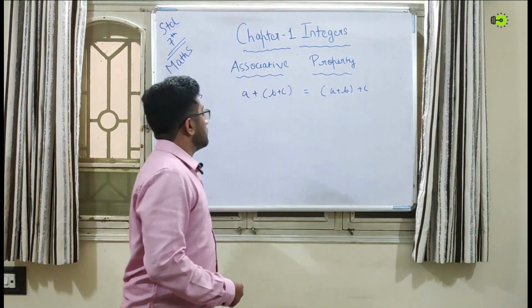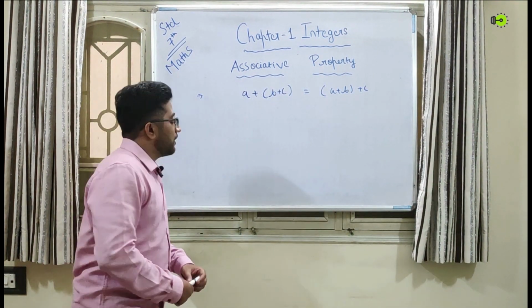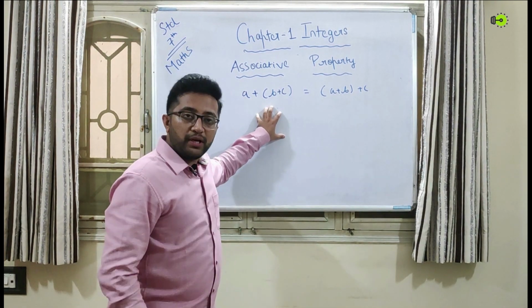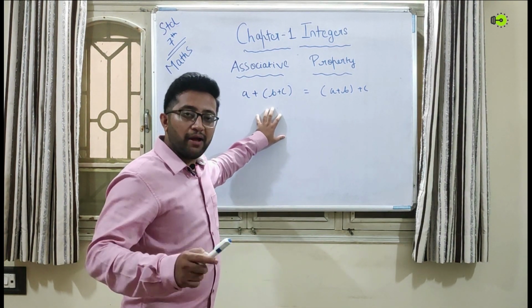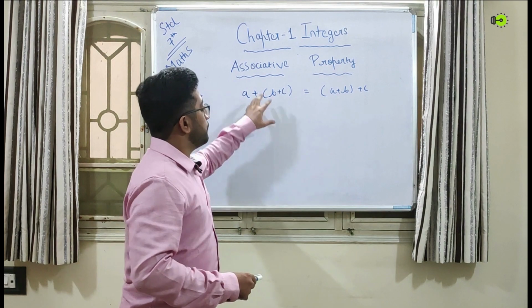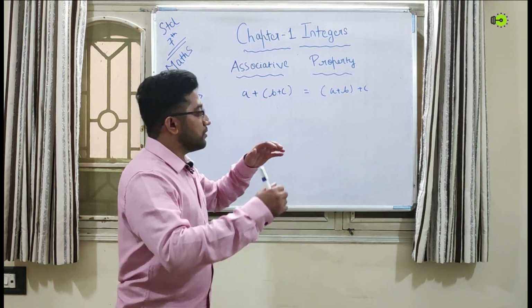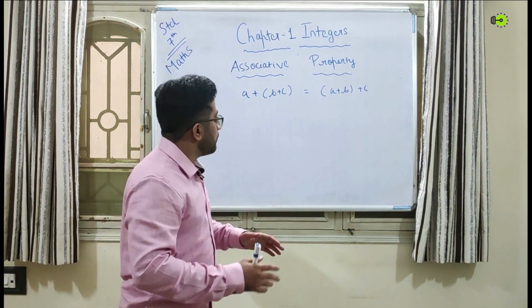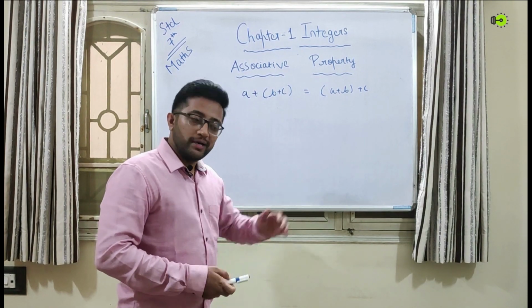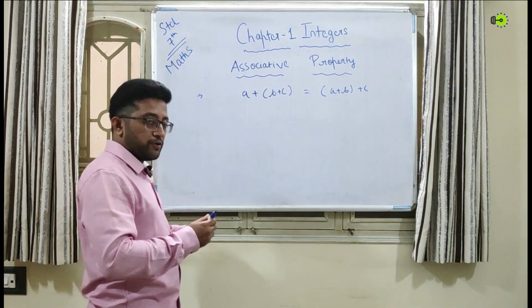Okay, so as per the associative property, the grouping of the numbers doesn't affect the result. So if you group numbers in different ways, it will not affect the answer. Let us see with an example. This will make it much clearer.